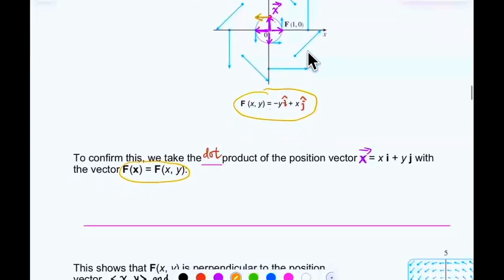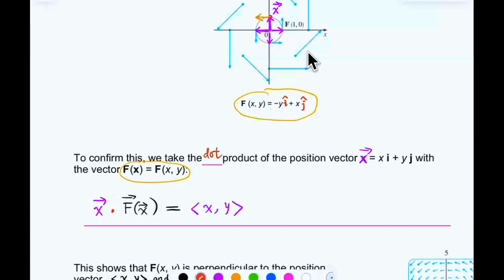Let's take the dot product. So I have x bar, I'm going to put this notation. X bar here has x and y in it. And then dotted with, what should I put as the first component for this one?